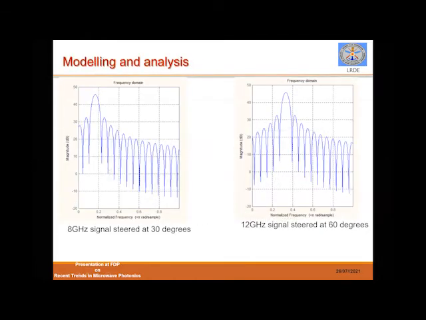So what we have done is, we steered the beam with an 8 gigahertz signal, steered at 30 degrees; the output is shown here. 30 degrees means here it will be pi by 6, that's why you are getting it here. And here it is 60 degrees, which means it will be pi by 3. That's why it is centered here.